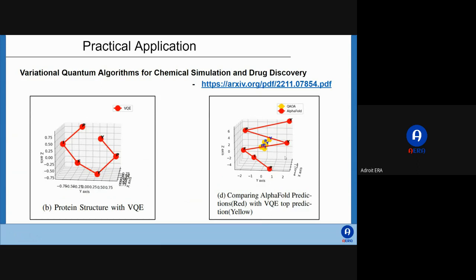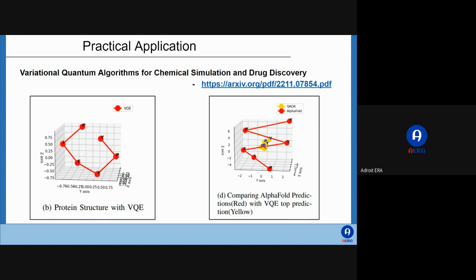As you can see, QAOA is the one in yellow color, and the red one is AlphaFold. You can see there is a vast difference between the result of the quantum approximate optimization algorithm and AlphaFold, right? So this tells how much we need to improve in the field of increasing the number of qubits, right? You can see by yourself that AlphaFold has done a better job than the quantum algorithms, VQE or QAOA.